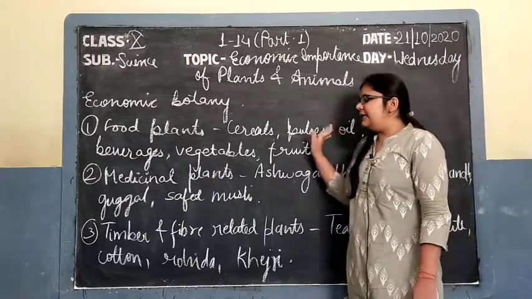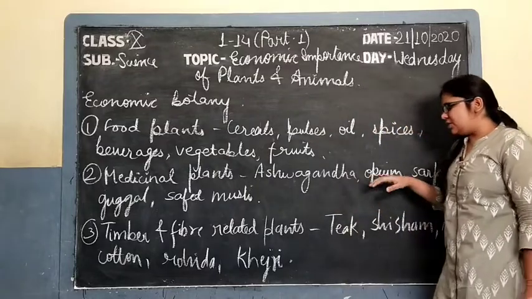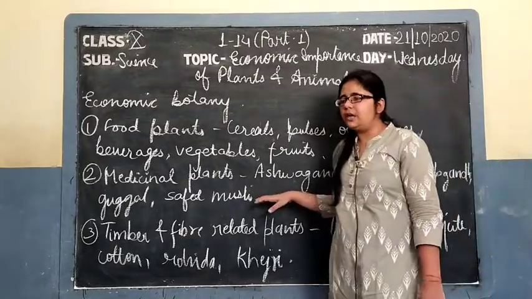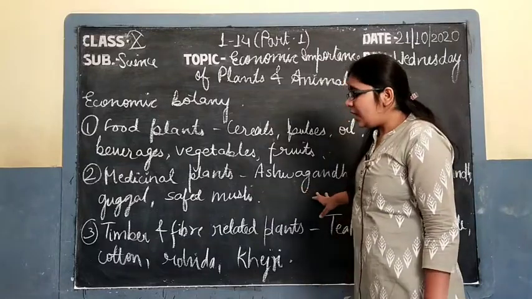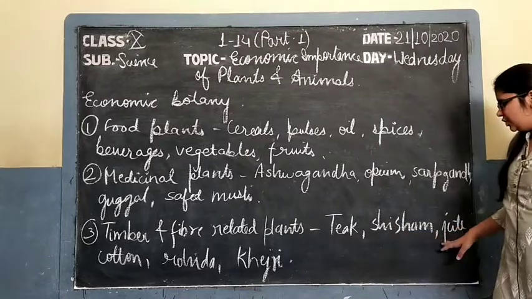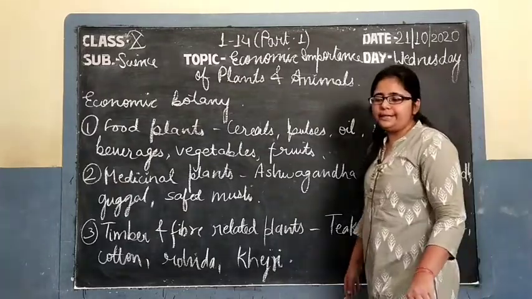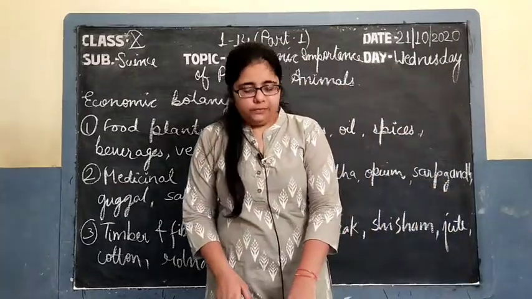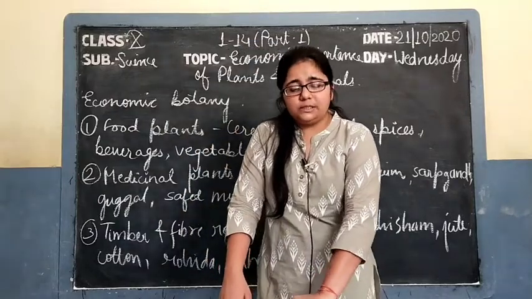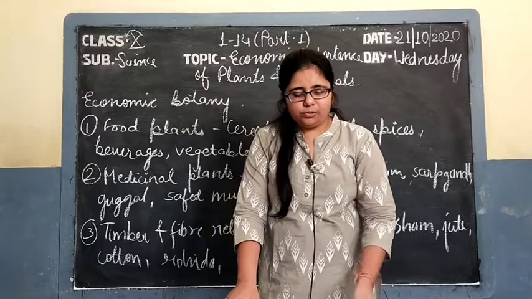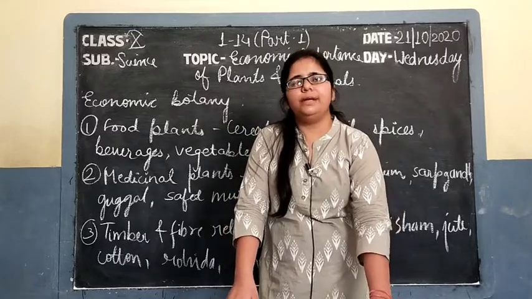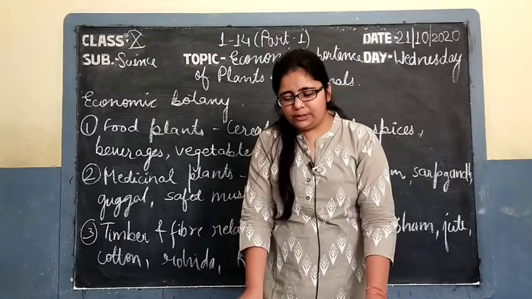Then the second category is the medicinal plants, in which ashwagandha, opium, sarpagandha, guggul, safed musli, aloe vera, garlic are included. Then the timber and fiber related plants, in which teak, shisham, jute, cotton, rohida and khejdi are involved. That's why forests are very important, as from them the plants and the various wild varieties, their genetic varieties, are used for economic benefits, for resistance to insects.